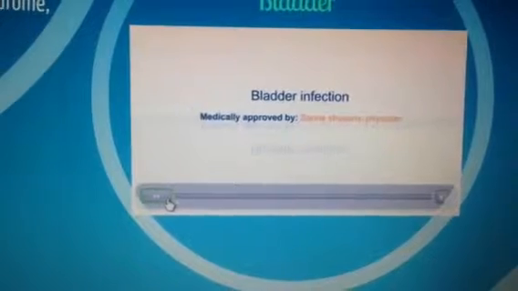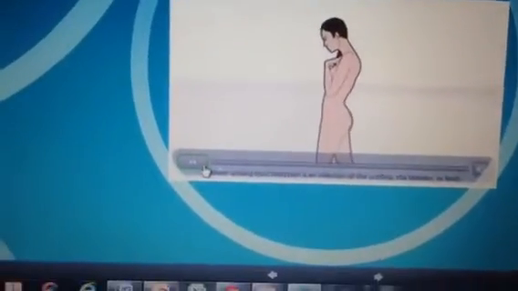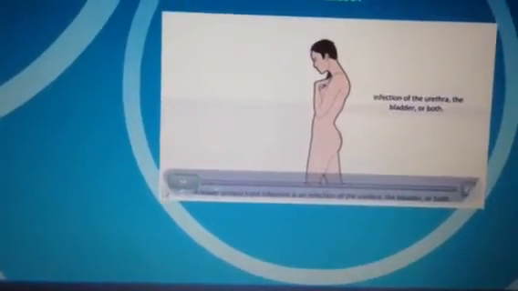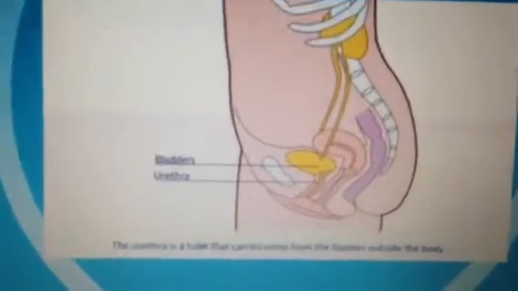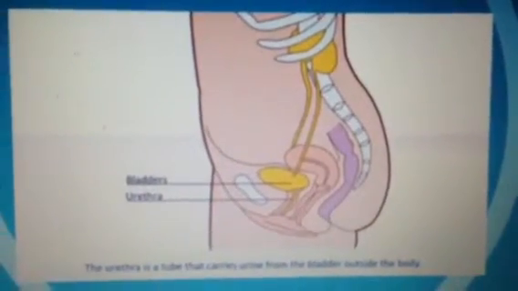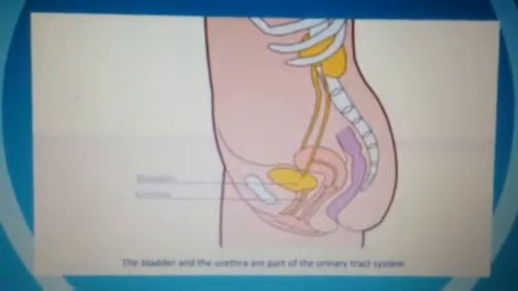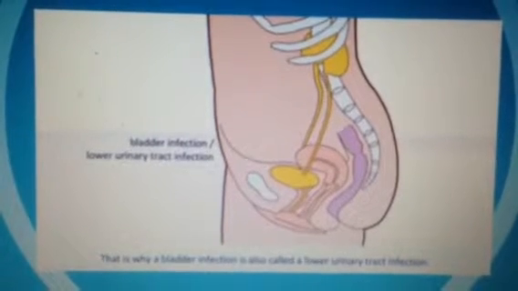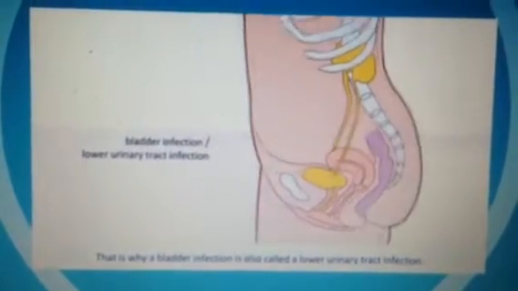This is another video about the bladder infection. Urinary tract infection is an infection of the urethra, the bladder, or both. The urethra is a tube that carries urine from the bladder outside the body. The bladder and the urethra are part of the urinary tract system. That is why a bladder infection is also called a lower urinary tract infection.